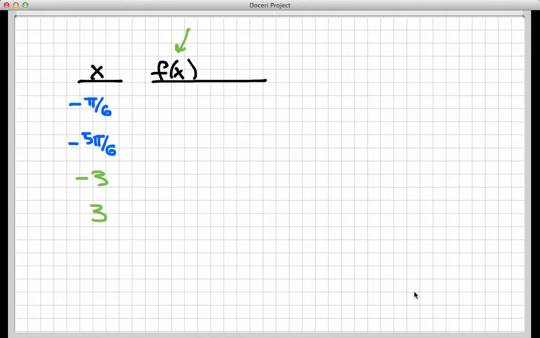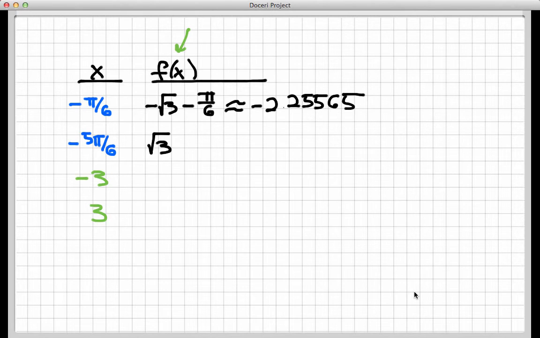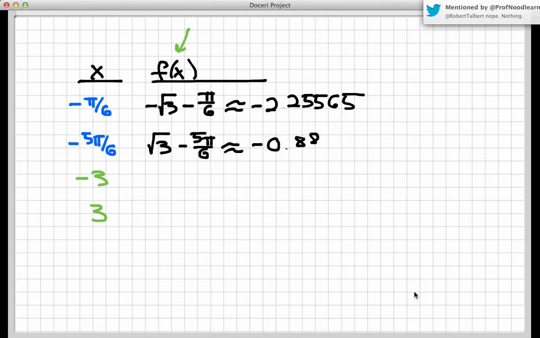Negative pi over 6, when evaluated into the original function f, gives an exact value of negative radical 3 minus pi over 6. It's nice to know that exact value, but since we're going to be comparing different values, it might be helpful to approximate just for right now. So that's approximately equal to negative 2.25565. Likewise, f of negative 5 pi over 6 is exactly equal to square root of 3 minus 5 pi over 6, and that is about equal to negative 0.885943.